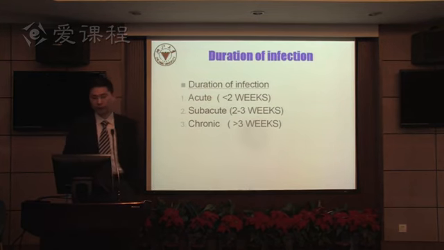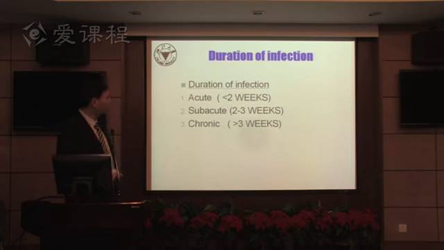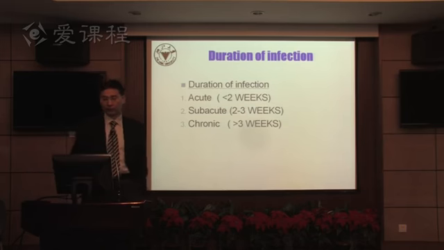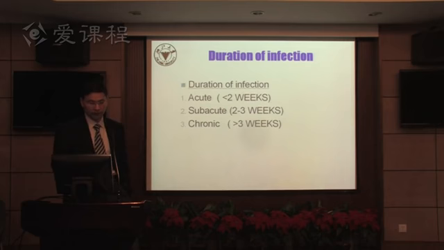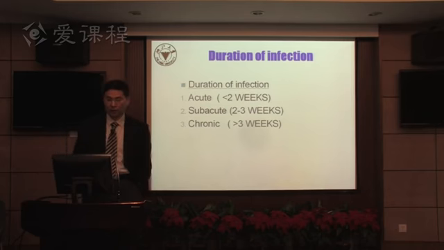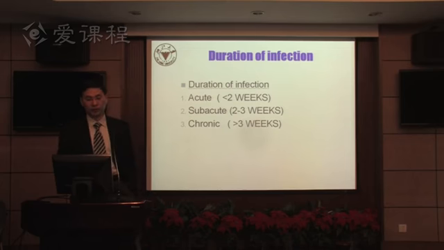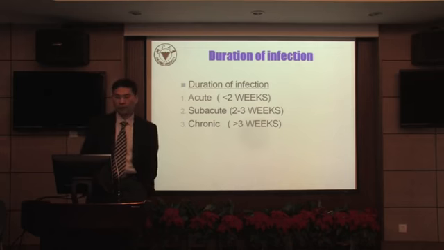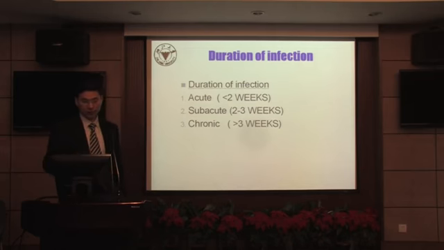The duration of the infection. Just as we talked about before, we classify the duration of the infection into the acute one, the subacute one, and the chronic one. Some books may not use the subacute classification, but traditionally we classify into these three parts. The acute one is less than 2 weeks, the subacute one is 2 to 3 weeks, and the chronic one is always longer than 3 weeks.